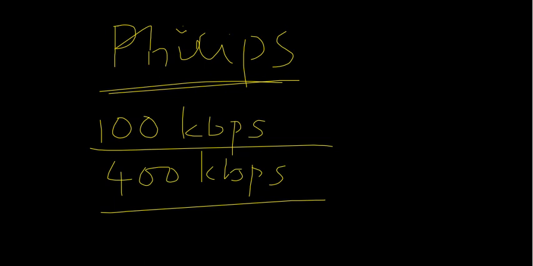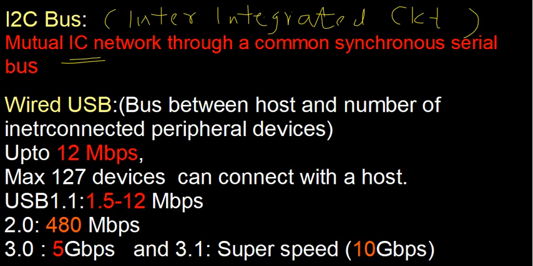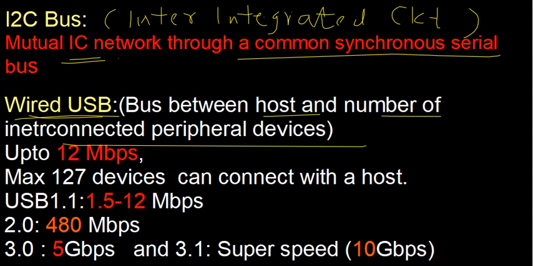Okay, so this is about I2C communication. What we have seen here is mutual IC networking through a common synchronous serial bus. This is the meaning of I2C. Then we have wired USB. We have already spoken about wireless USB, and we have seen what exactly we mean by it. Now wired USB everyone is very much familiar with. You have all used USBs, universal serial bus, a bus between a host and a number of interconnected peripheral devices.